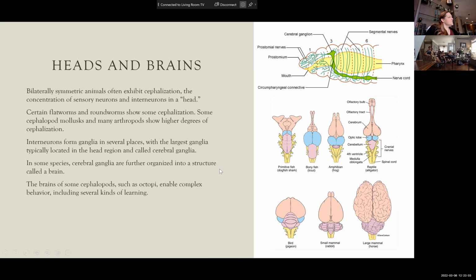What were you gonna say? What about a squid? A squid, yes, absolutely cephalization. Yep. What's considered the head in a cephalopod?